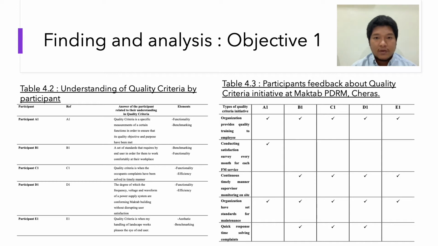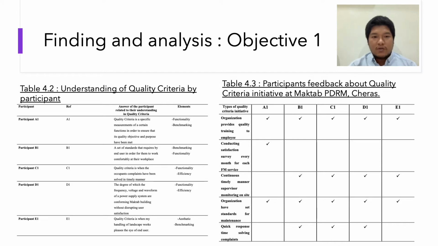And for the next question, what kind of quality criteria initiative that they have done at Maktab PDRM Cheras? So there are 5 quality criteria initiative. This initiative is to increase the level of quality of their FM works, maintenance works. So this is their initiative. The first one is the organization have to provide quality training to employee. This quality training will definitely expose them what is quality all about, and what can be done to ensure quality are maintained and never be neglected.